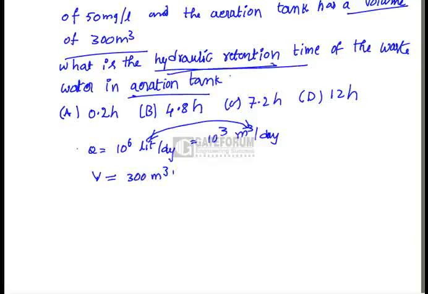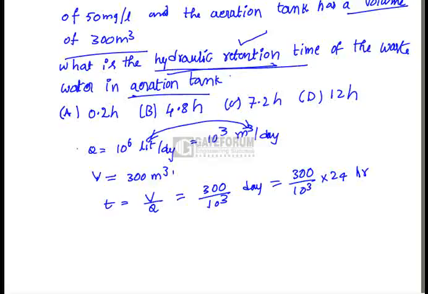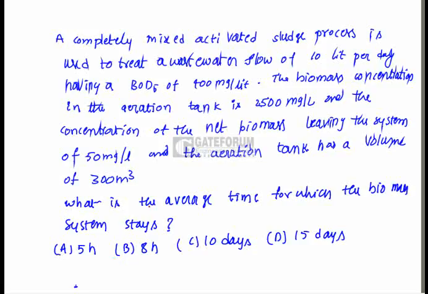So hydraulic retention time is equal to volume by discharge, that is equal to 300 by 10 to the power of 3 days, that is equal to 300 by 10 to the power of 3 into 24 hours, that is equal to 7.2 hours. Option C is correct. We have to find out the average time for which the biomass stays in the system.